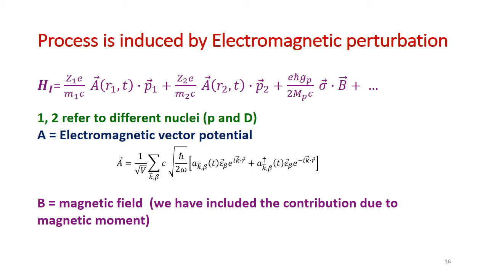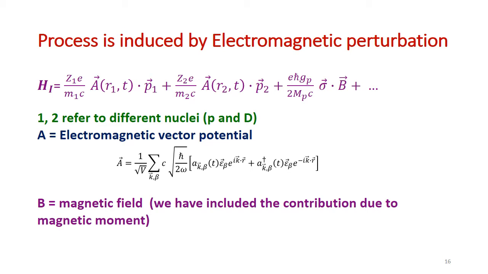This is multiplied by the momentum of particle 1, which we can take to be the proton in our case. This is the position of particle 1, which is a proton, as I said. So Z1 is the charge of the proton, M1 is the mass of the proton. Similarly, we have a term corresponding to the deuteron. Then we have a magnetic moment term. Here again, we have to include the magnetic moment for the proton as well as the deuteron. We will actually neglect the neutron term. This proton term will suffice for us.